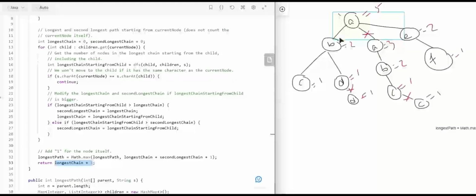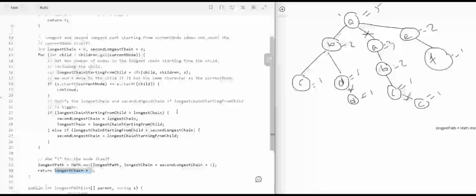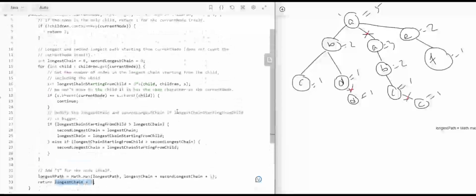The rationale behind that is, for example, if we take this B node, the longest path here could be C, B, and D, that is 3, but we do not want to return 3, we want to return 2, because for the parent of B, that is A, we need to form a path, right? Not this A, B, and D. I hope you get the idea. So after the code completes, you should be able to get the value of the longest path.